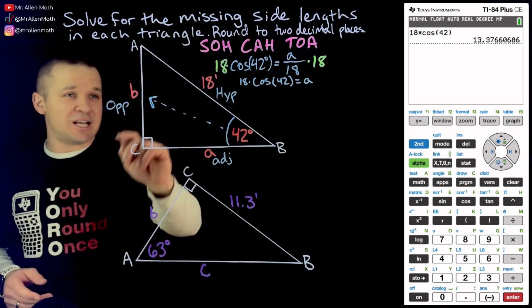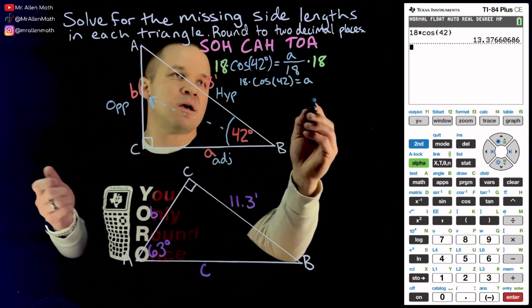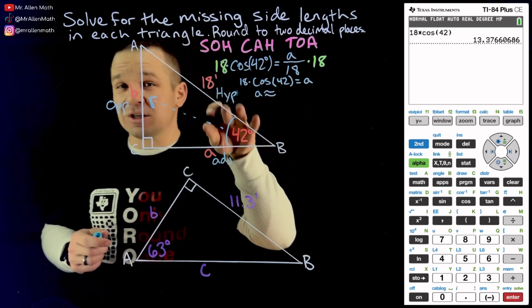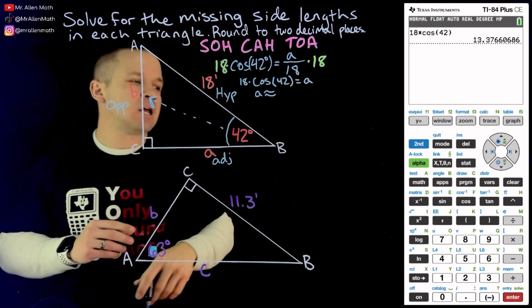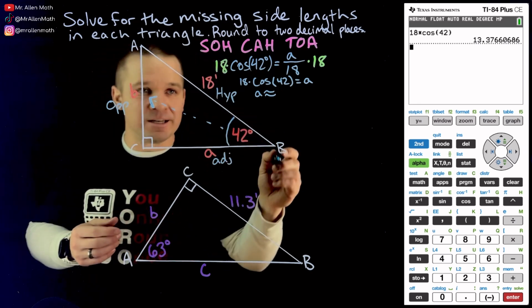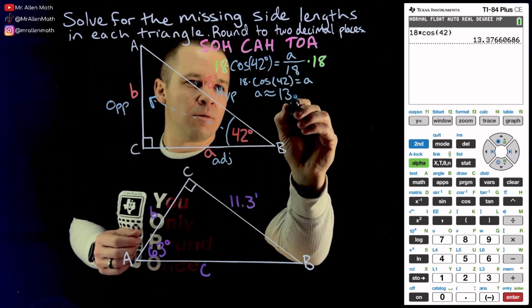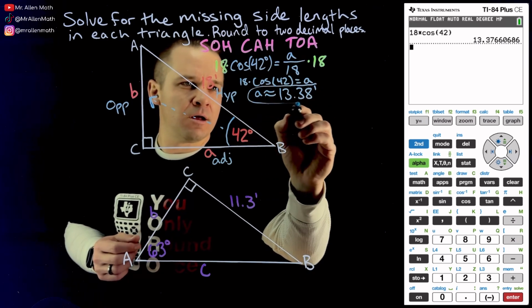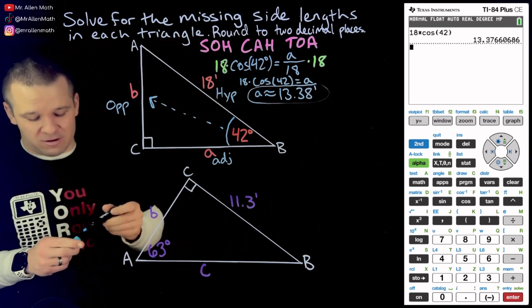13.376. This does say to 2 decimal places. So I'm going to say A equals approximately, that's what the squiggly equals means, is approximately 13.376, so 38. Okay, so 13.38 units are in feet for this one. Definitely include the units in your final answer.